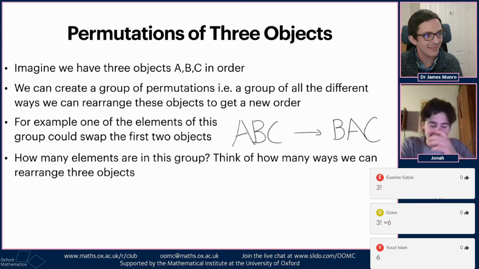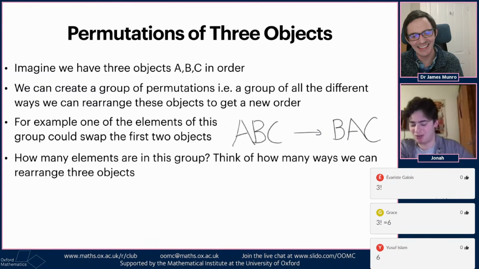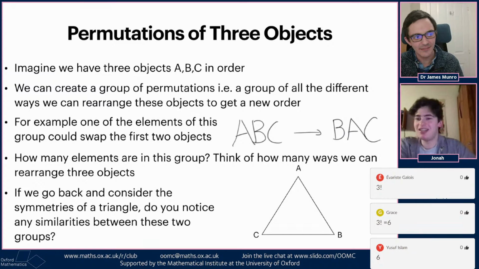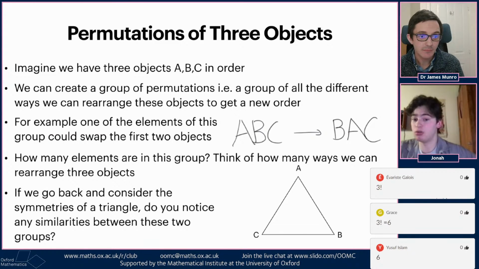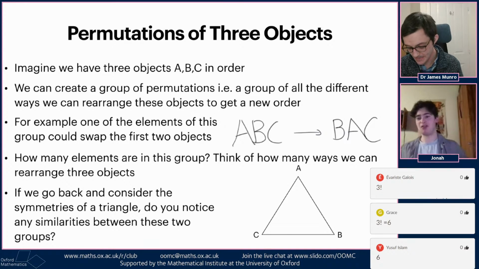That's absolutely brilliant. Now I'm going to ask you possibly one of the hardest questions of the day, or maybe one of the most interesting. If we go back and consider the symmetries of our triangle right here, do you notice any similarities between these 2 groups? I'll phrase that slightly differently. We've got our 3 objects A, B, and C, and we've thought about all the different ways we can rearrange these to make a new order. How could that be similar to all the symmetries of the triangle, all the ways we can reflect and rotate our triangle to get it into a unique position? I'll give you a second to have a think.